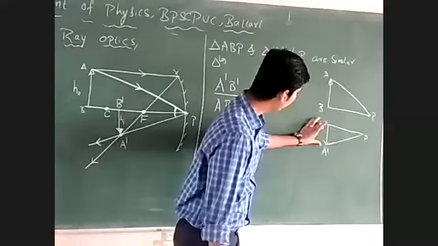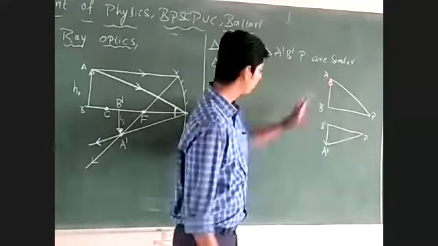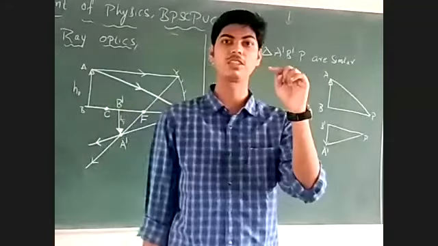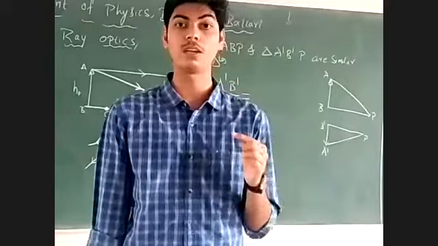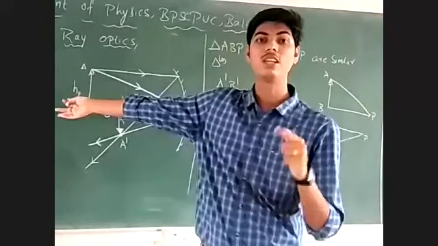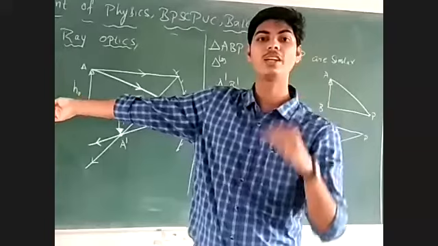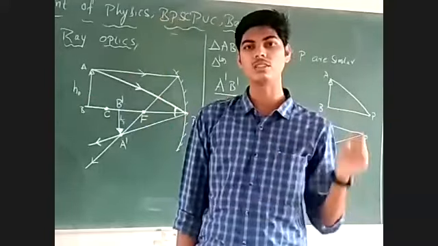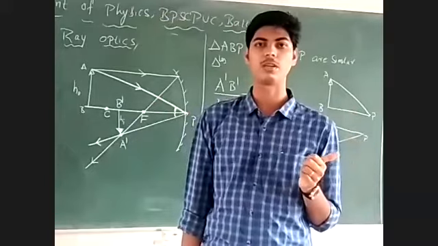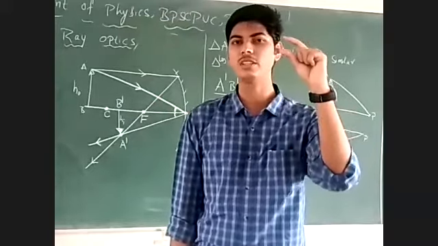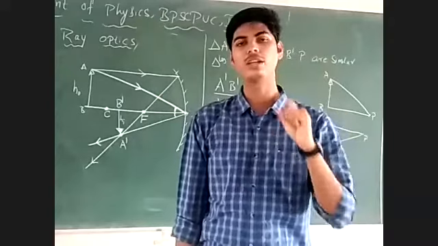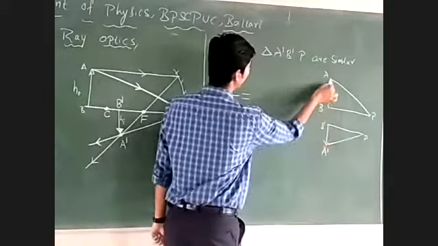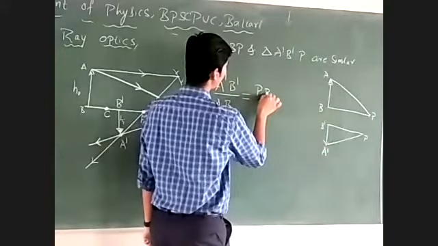A dash B dash divided by AB is equal to, I have told you, first write the image triangle, next the object triangle, because magnification is the ratio of height of image to the height of object. In the numerator we need the image, in the denominator the object. So when writing the similar triangle property, first you take the image triangle into account and then you write the object triangle, right? So A dash B dash divided by AB is equal to PB dash divided by PB.